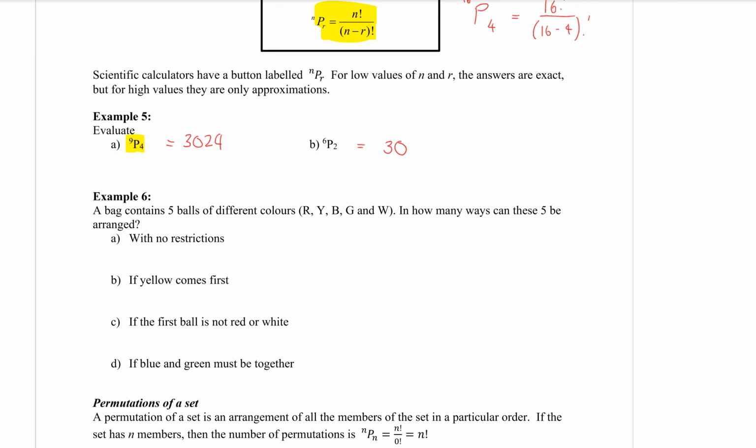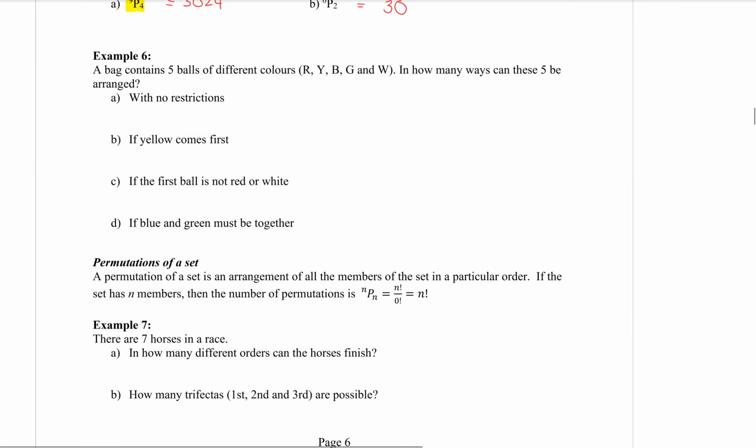All right, example number 2 of this section. A bag contains 5 balls of different colours: red, yellow, blue, green, and white. In how many ways can these 5 be arranged with no restrictions?